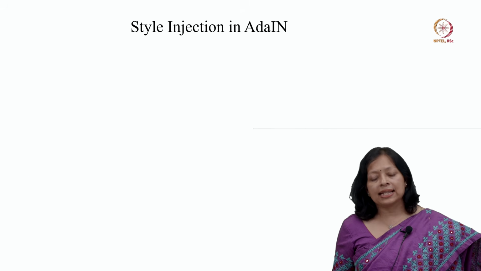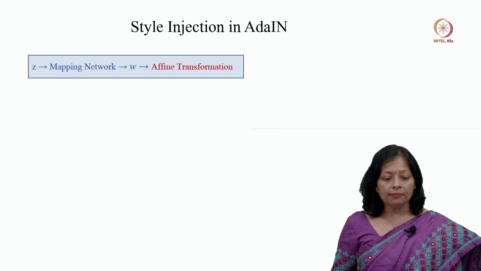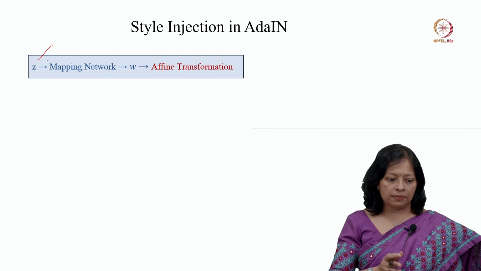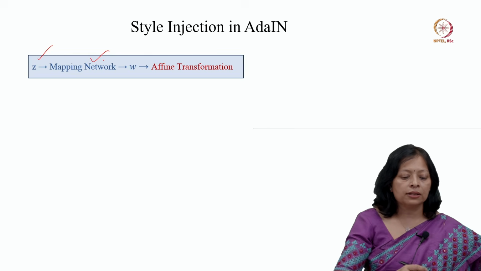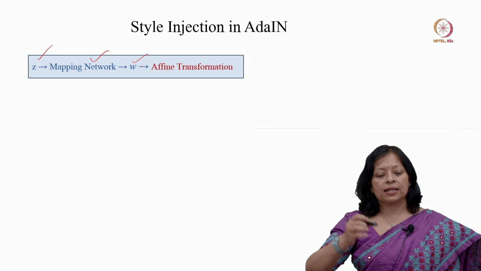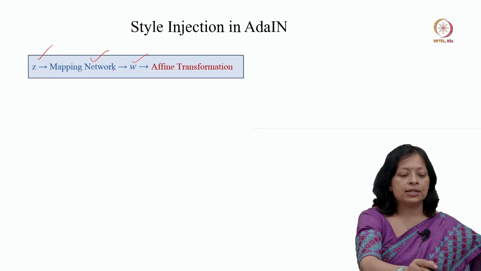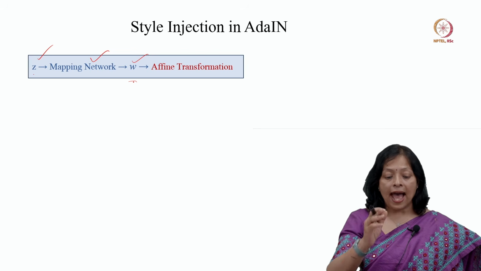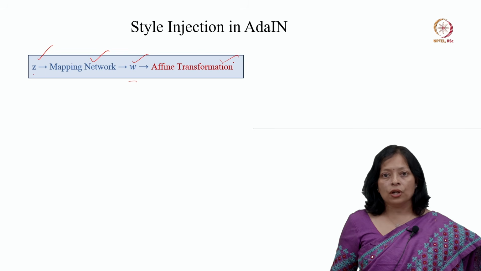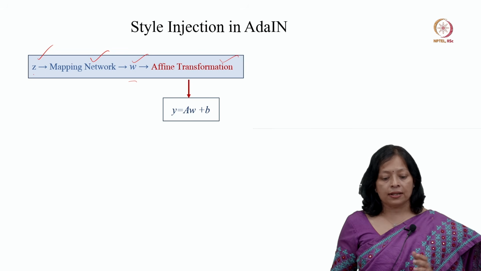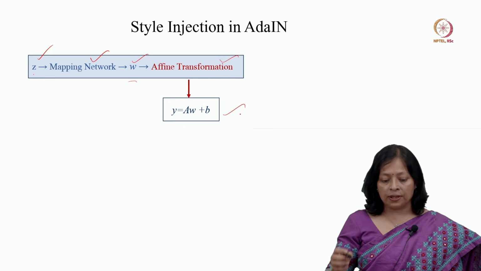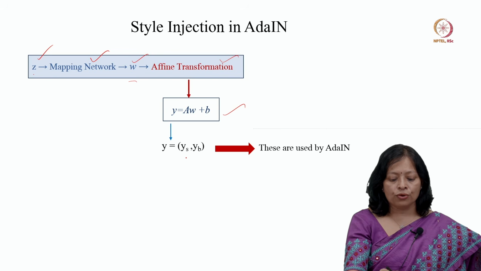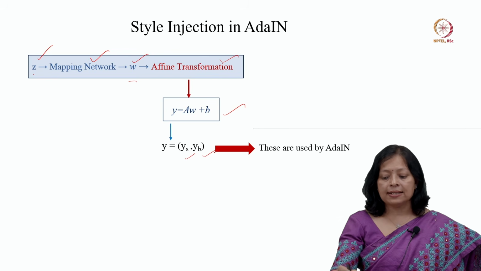Now how does the style injection in AdaIN happen? We know that this is our latent space Z. When it goes through the mapping network, we come into the latent space W. The difference between Z and W is that Z is the entangled latent space and W is the disentangled latent space. Then it goes to the affine transformation, which produces the style parameters. So the affine transformation is y equals AW plus B, and if we take the vector, we have two components, y_s and y_b. These are used by AdaIN.